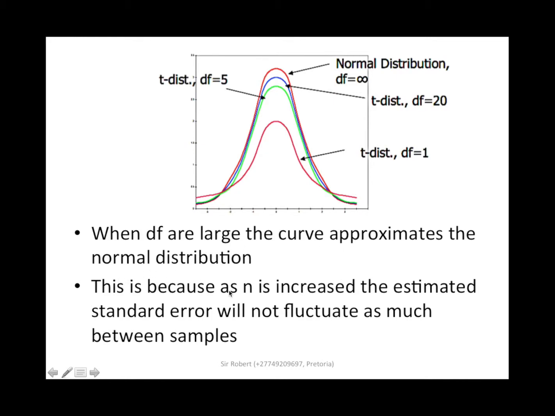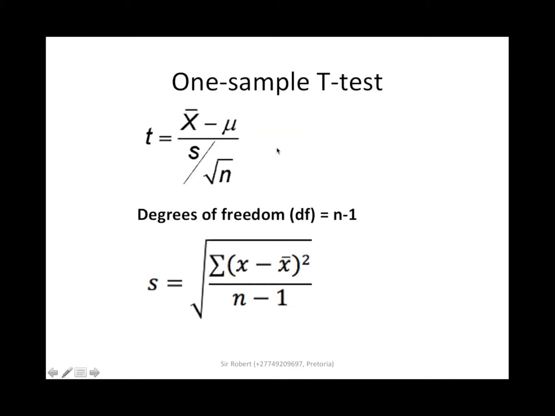This is because as n is increased, the estimated standard error will not fluctuate as much between samples. So that is how it is. Degrees of freedom, I think you get the idea of what we're saying. It's just the flexibility.